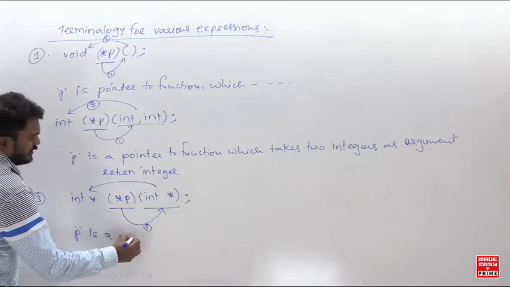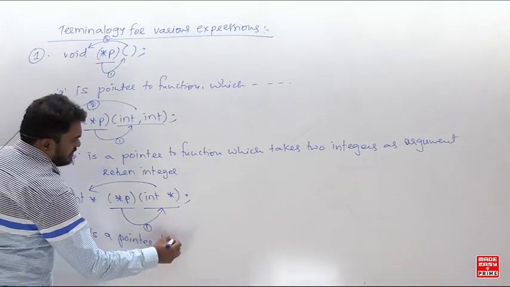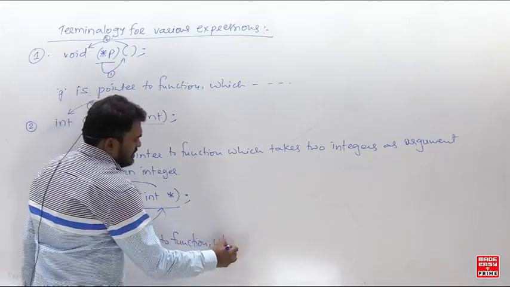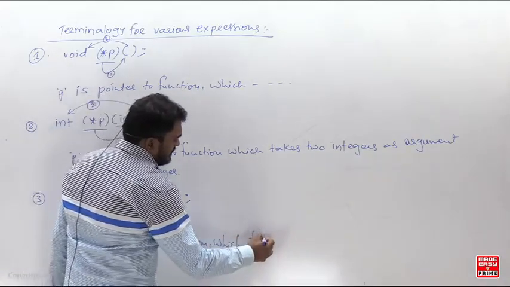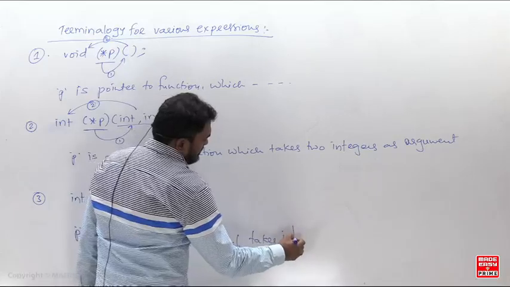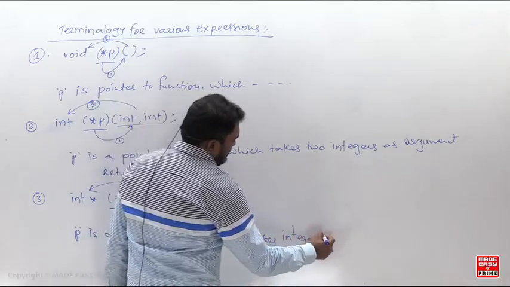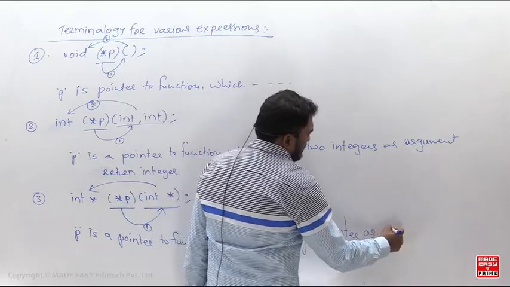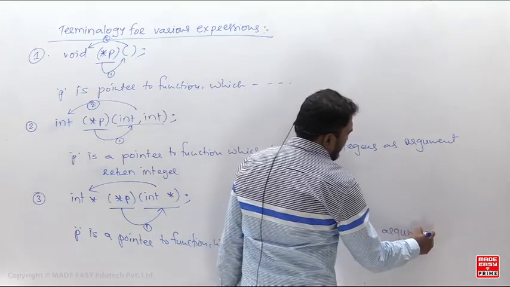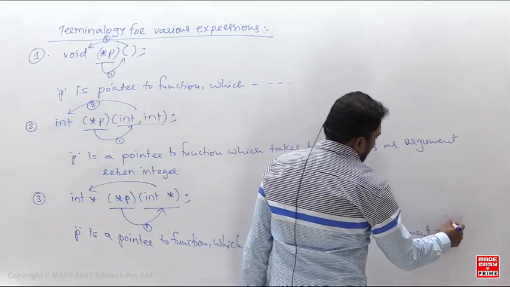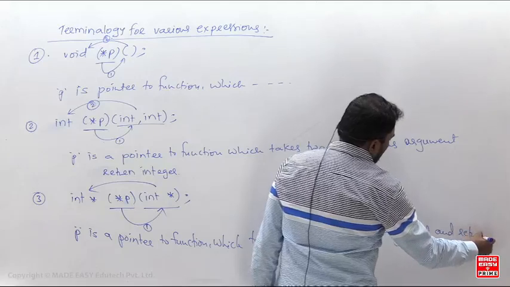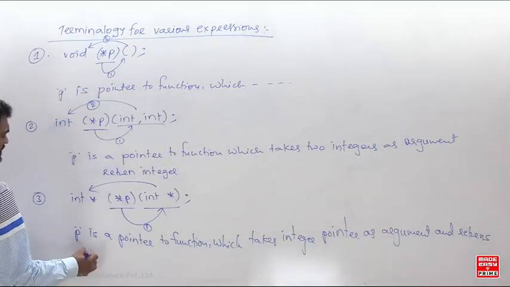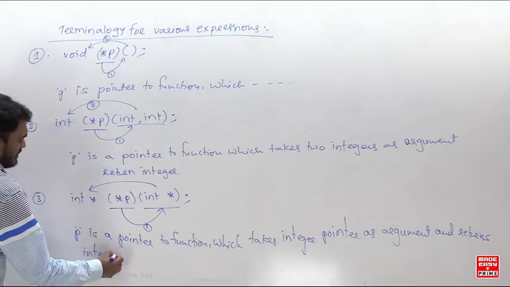P is a pointer to function which takes integer pointer as argument and returns integer pointer.